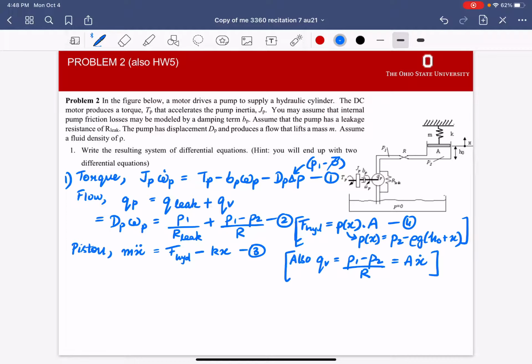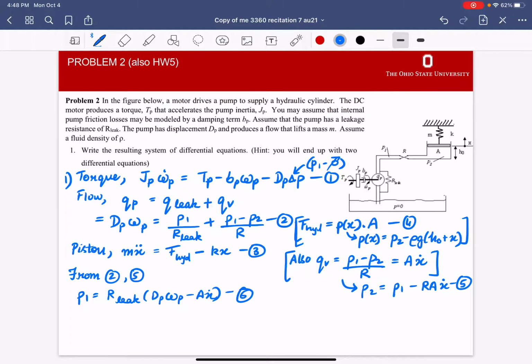All right, so what I'm going to do now is rearrange this expression a little bit to get P2 is equal to P1 minus R A x dot. Let's call this equation 5. Now let's plug 5 back into 2. So we'll have... let me call this 6.